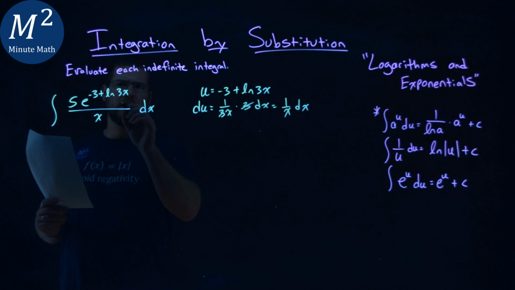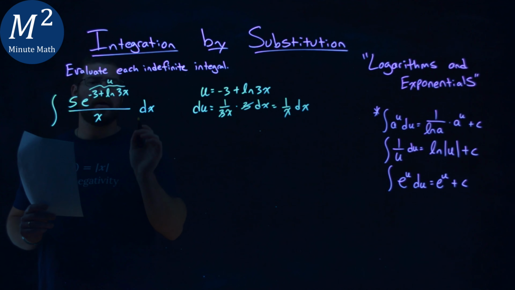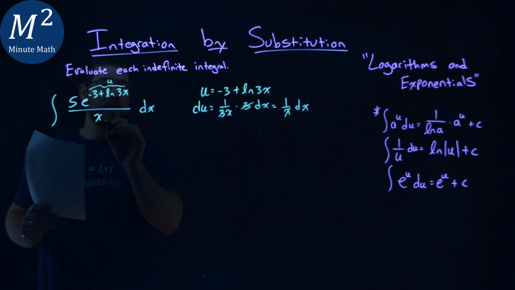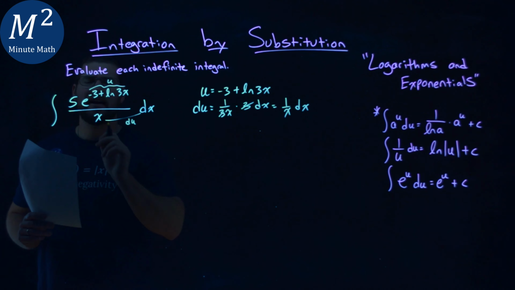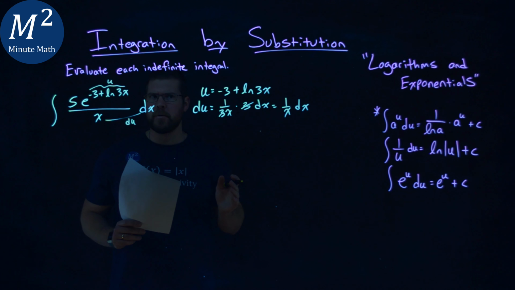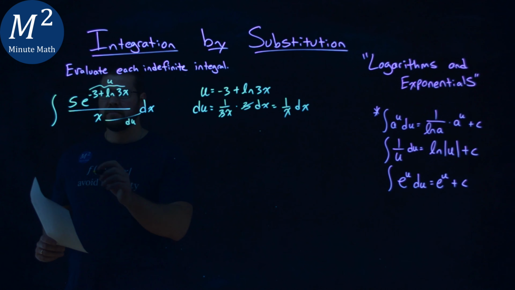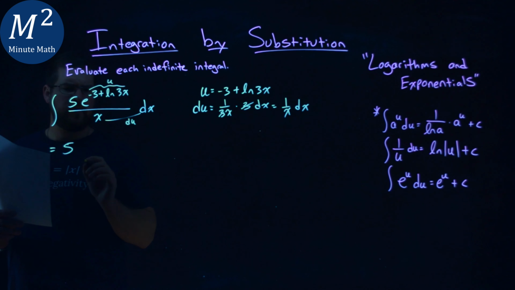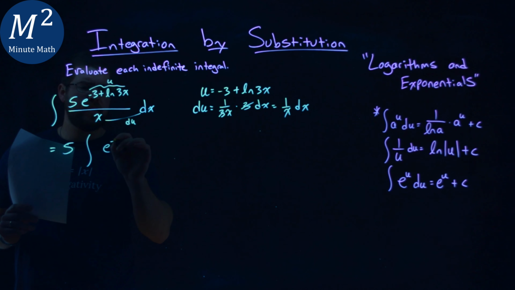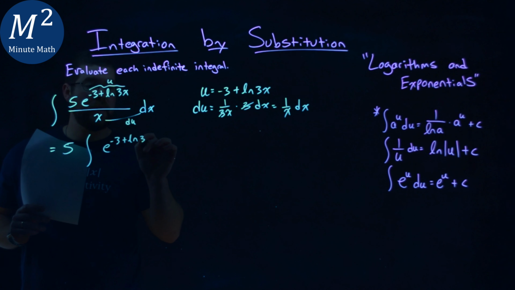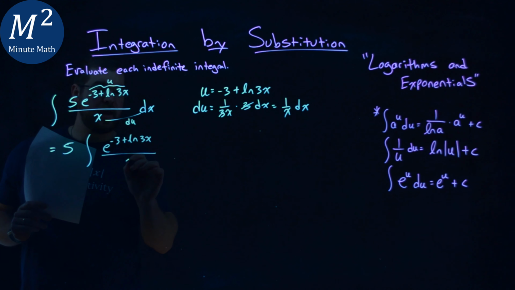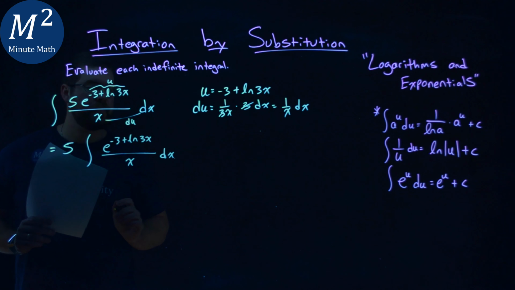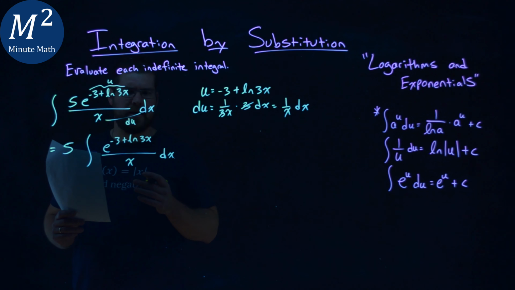And we're very close. The top part here clearly is my u, and then the 1 over x dx is my du. But I got a 5. I don't like that. What if I pull the 5 out? I can, it's a constant. So I have 5 times the integral of e to the negative 3 plus natural log of 3x over x dx. And now we have it pretty easy to line up.